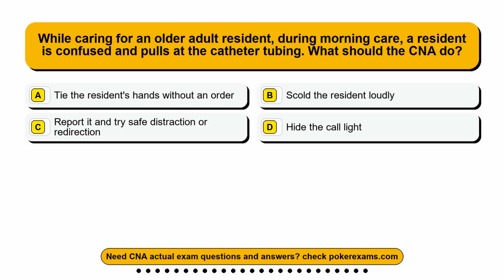Question 8. While caring for an older adult resident, during morning care, a resident is confused and pulls at the catheter tubing. What should the CNA do? Option A. Tie the resident's hands without an order. Option B. Scold the resident loudly. Option C. Report it and try safe distraction or redirection. Option D. Hide the call light.